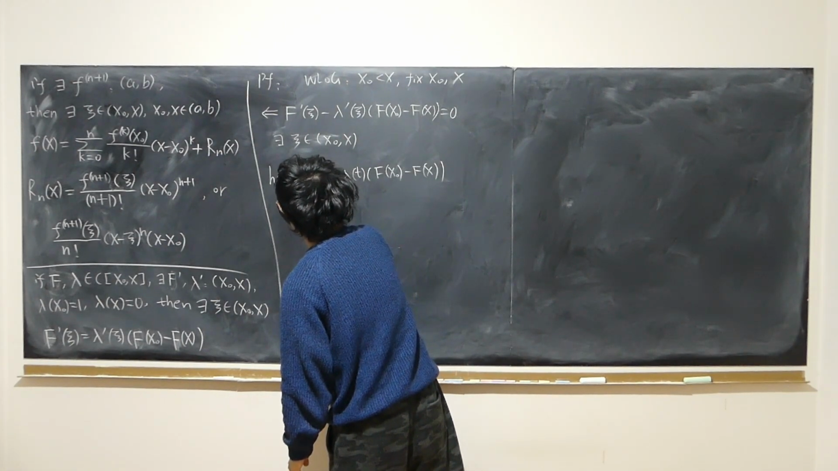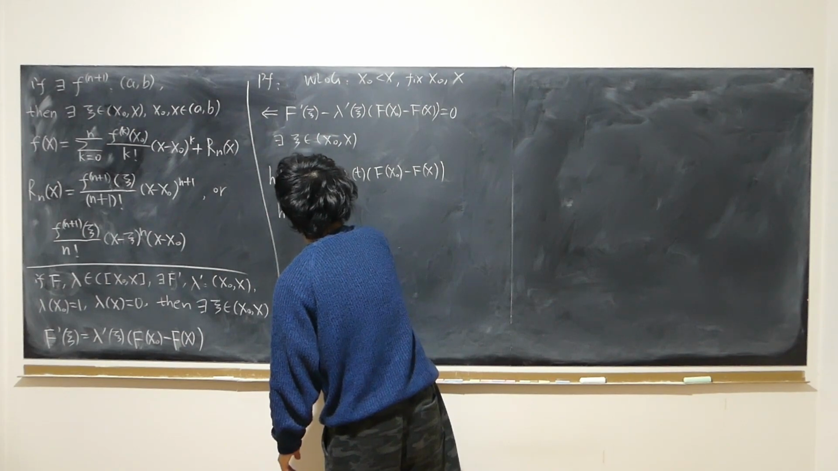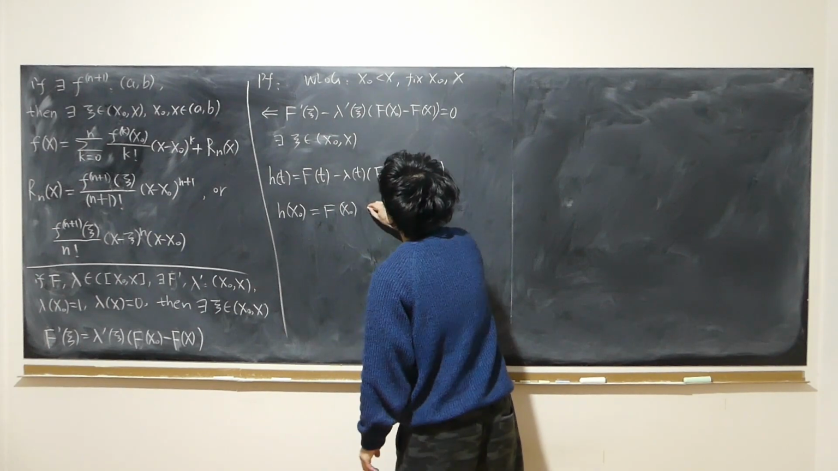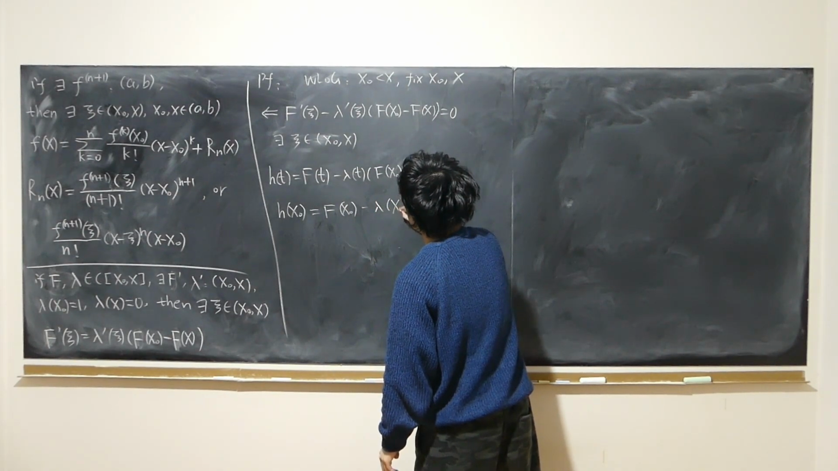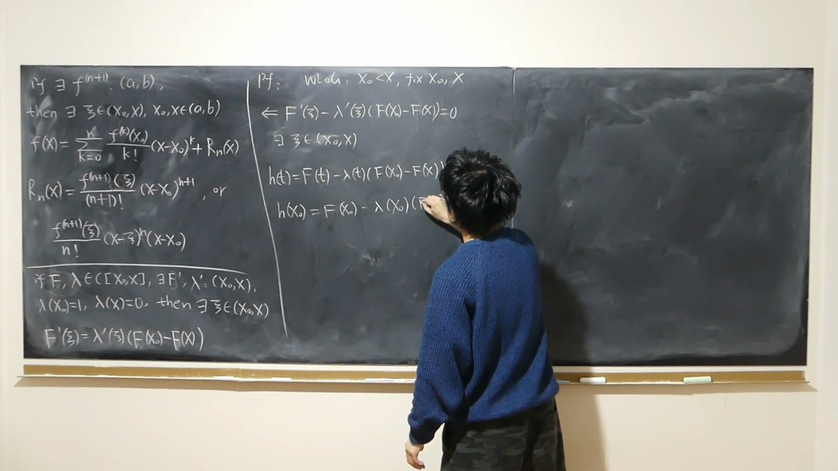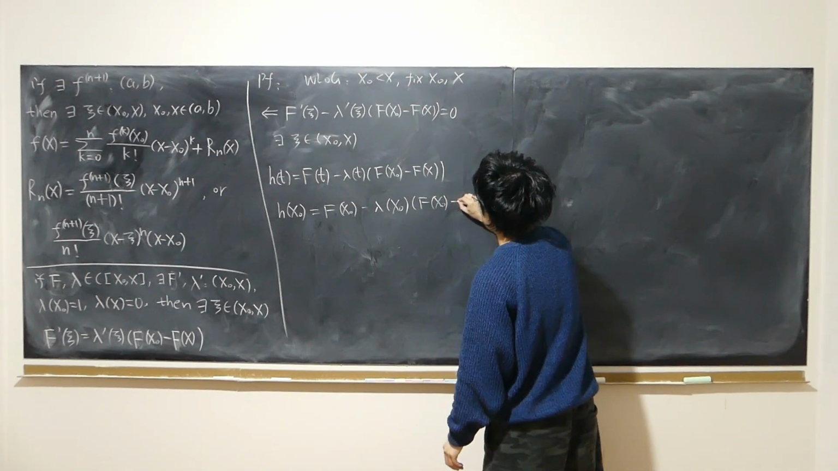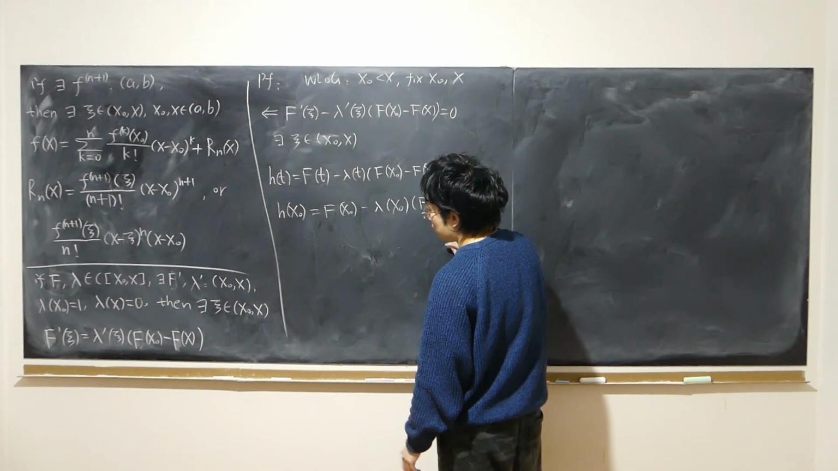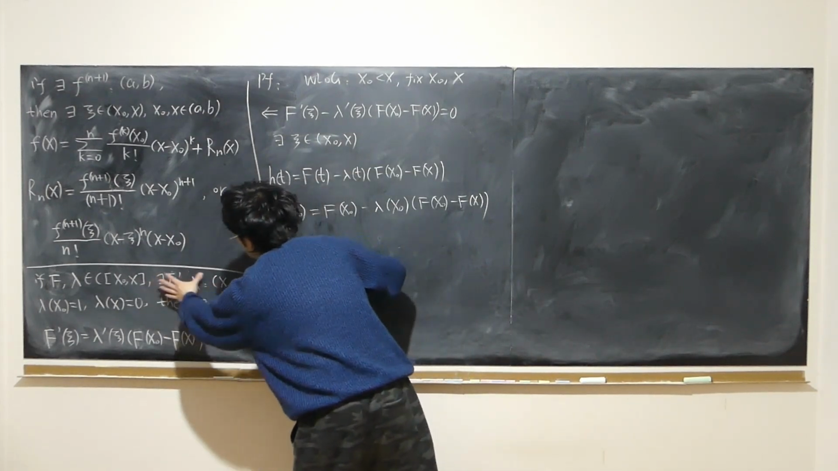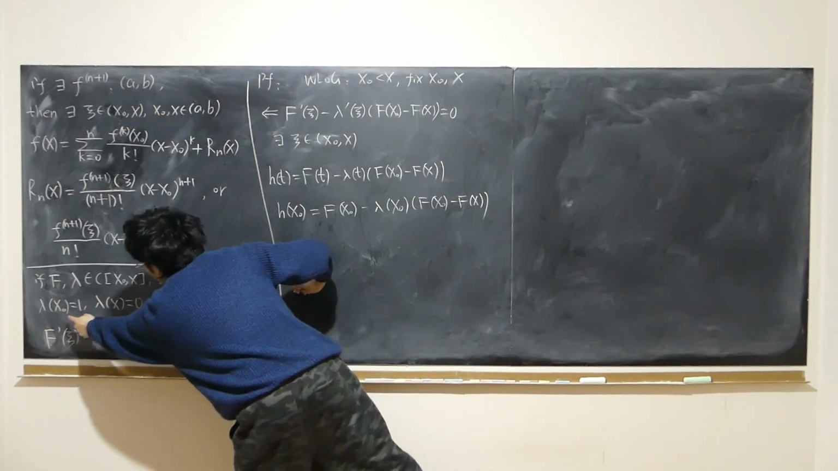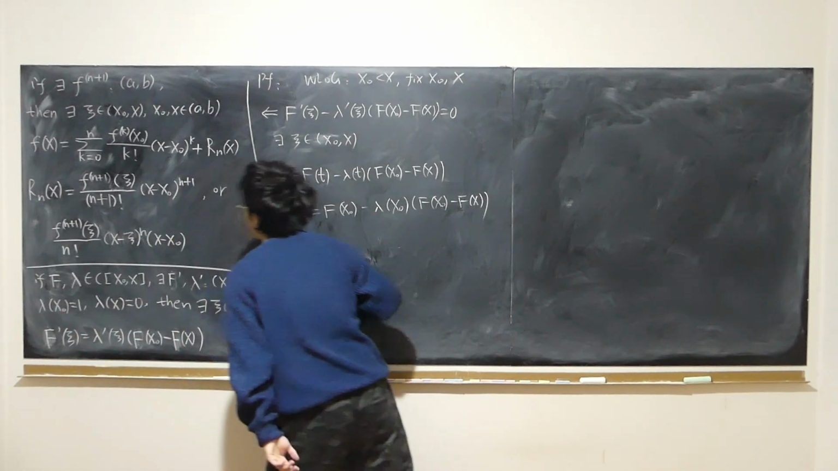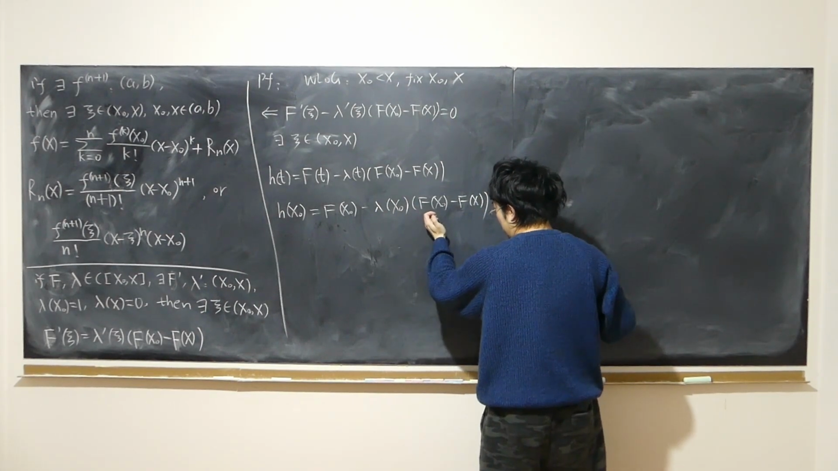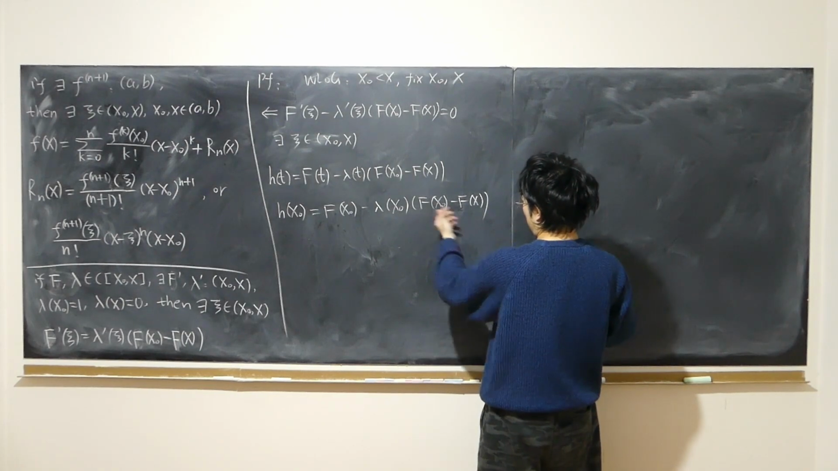So simply we can verify h of x naught. That is f of x naught minus lambda of x naught times f of x naught minus f of x. Of course, we assume these conditions are satisfied, so we assume lambda of x naught is equal to 1. So we have f of x naught minus f of x naught, 0, minus minus plus f of x.